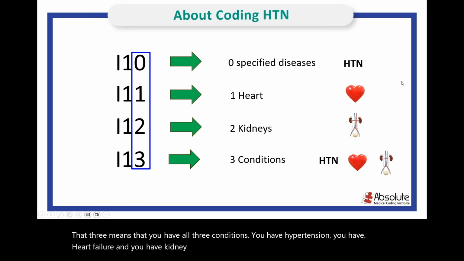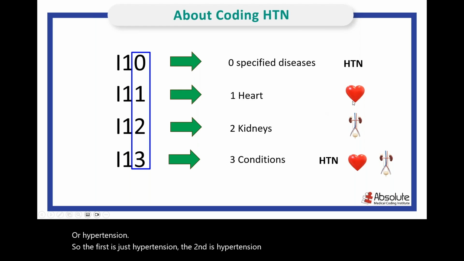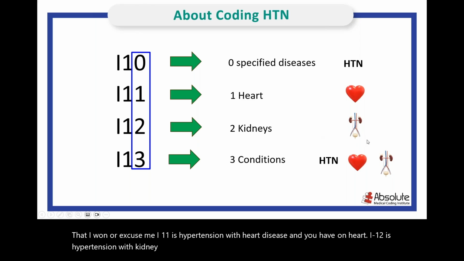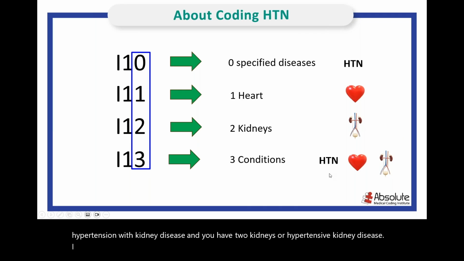Now, all of these codes are hypertension. So the first is just hypertension. The second is hypertension with heart disease. I11 is hypertension with heart disease and you have one heart. I12 is hypertension with kidney disease and you have 2 kidneys, or hypertensive kidney disease. I13 is hypertension with heart disease and kidney disease. You have all 3 conditions and you have hypertensive kidney disease.